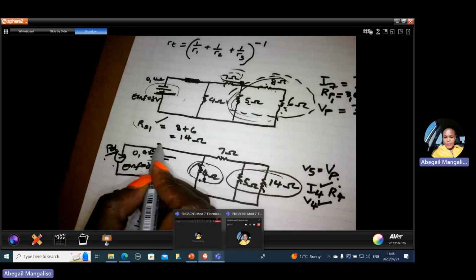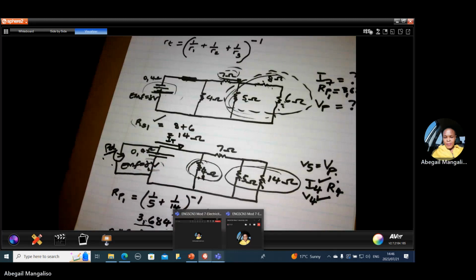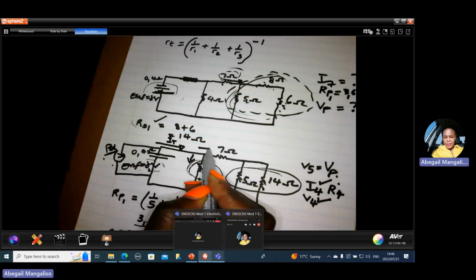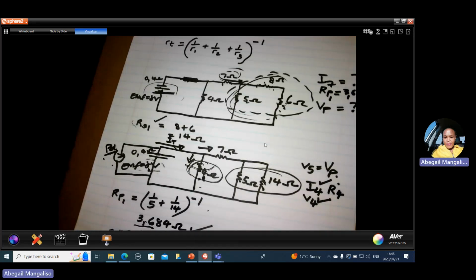Now, this current from the battery is IT. And this IT splits into this current and that current. So if from IT we subtract I4, we're going to get I7. From IT, we subtract I4, we are going to get I7. Now let's do it.